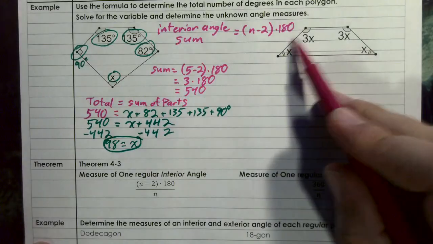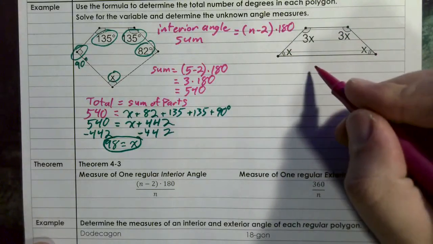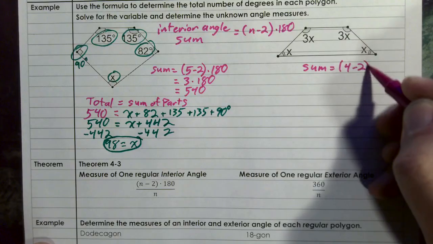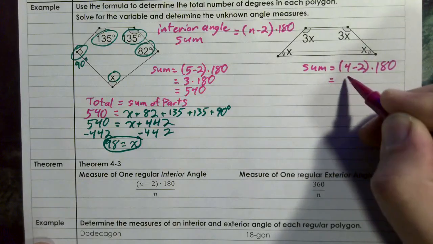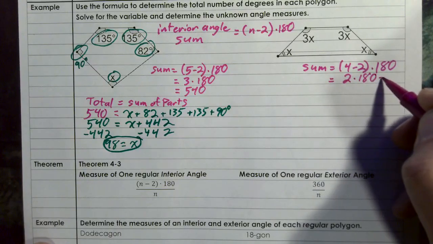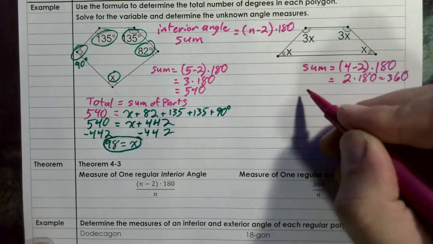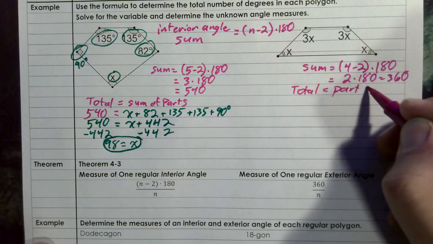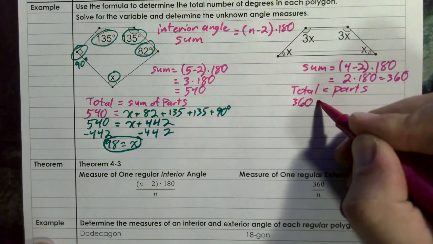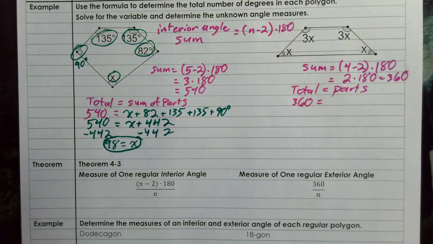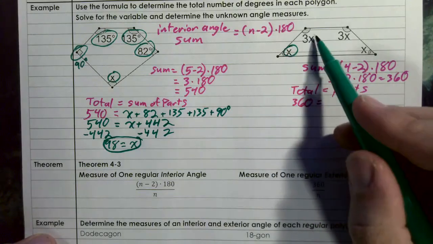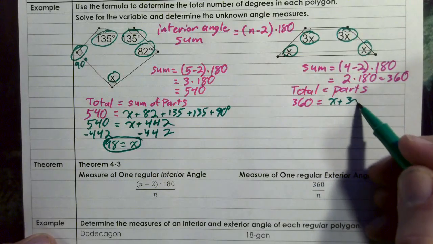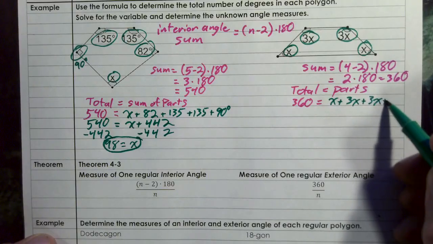Over here on this one, I got 1, 2, 3, 4 sides. So my sum is going to equal 4 minus 2 times 180. So that's just 2 times 180. Oh, I can do that. That's 360. So for my total equals parts, I've got 360 should equal all my bits added together. I got an x, a 3x, a 3x, and an x. So x plus 3x plus 3x plus x.